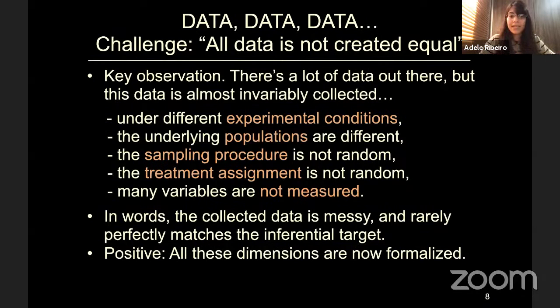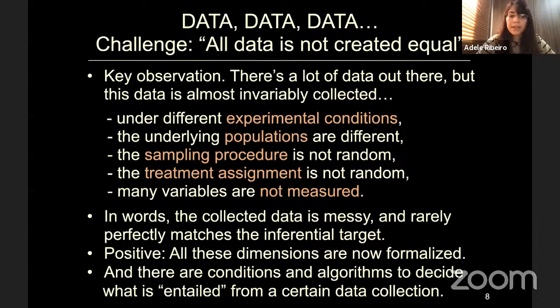There is a positive side here. The positive is that these dimensions are now formalized. So we understand right now what these dimensions are that we call causal data fusion dimensions. We understand the implications of differences in all these dimensions that I just listed here. And we've also been developing conditions and algorithms to decide what's entailed from a certain data collection. This is what we call causal data fusion. How can we combine data by accounting for differences in all these dimensions?